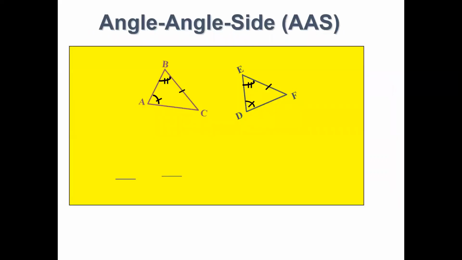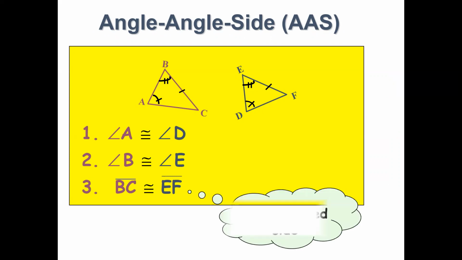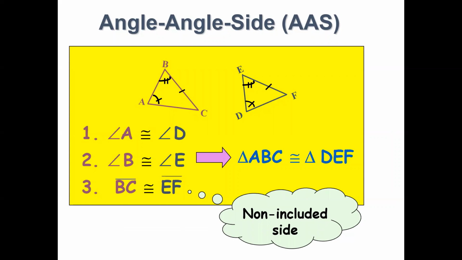So what that looks like, here we have a diagram. We know in our diagram that angle A is congruent to angle D, they're marked congruent. Angle B is congruent to angle E, again, they're already marked congruent for us. And then side BC is congruent to side EF, again, that's the non-included side, or one of the non-included sides. And therefore, we know that these two triangles are congruent.